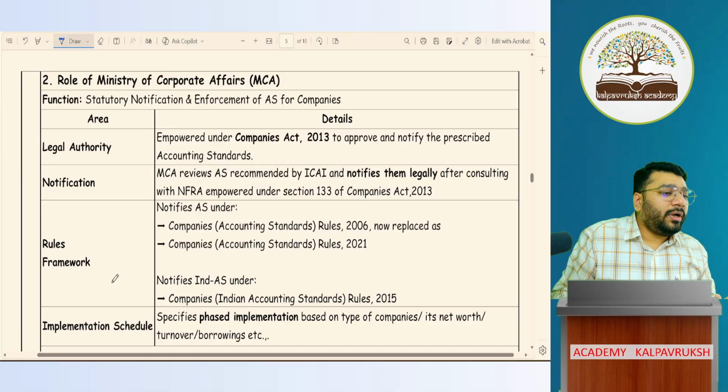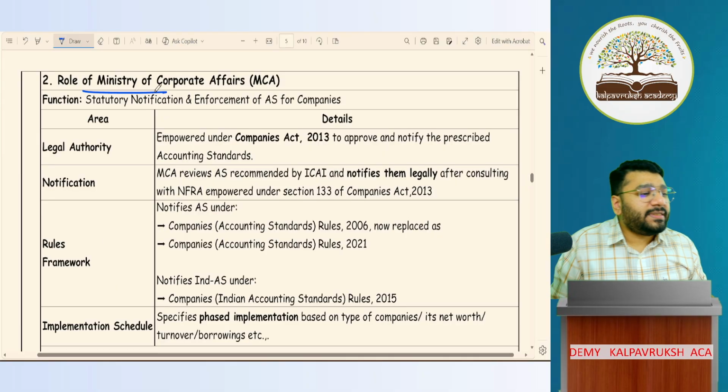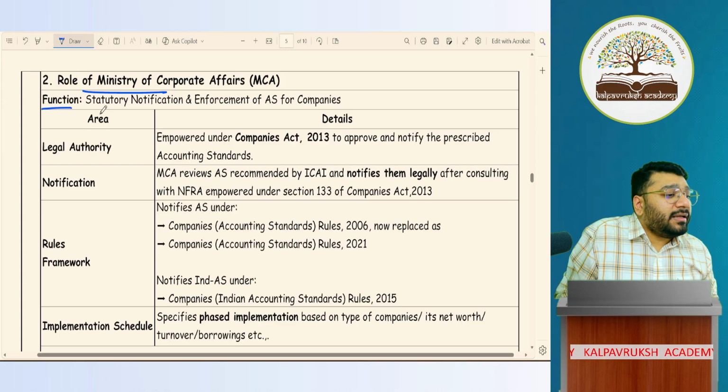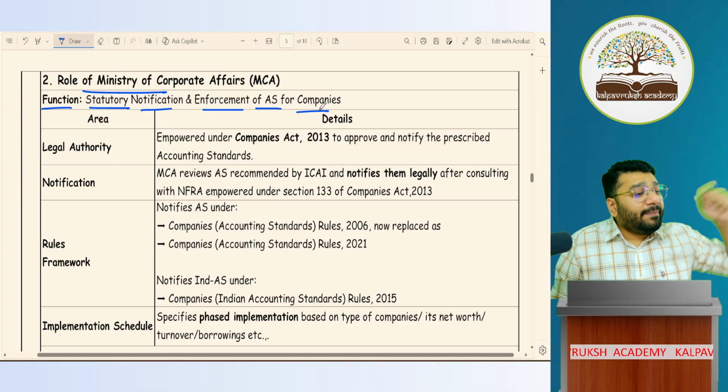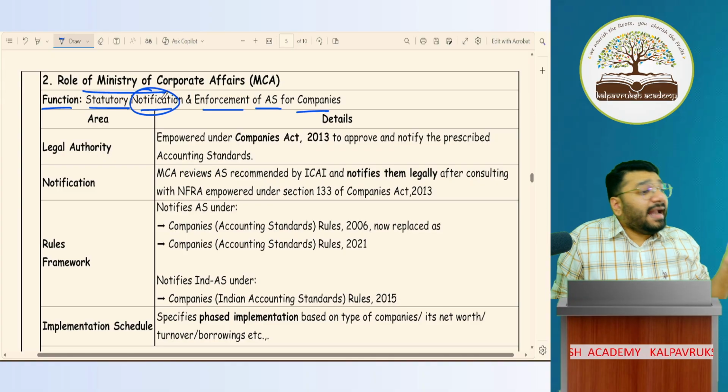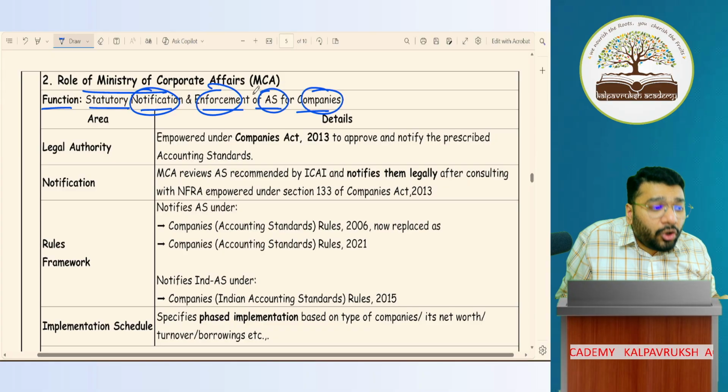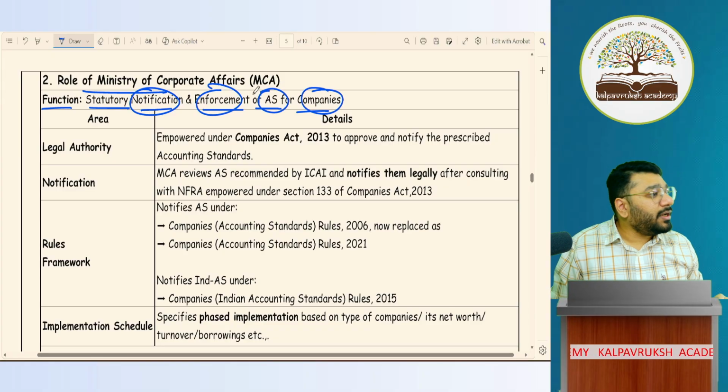Now, what is the role of MCA? Function of MCA: statutory notification and enforcement of AS for companies. So MCA will give notification and they will enforce the companies to follow AS. Got it? Not got it?